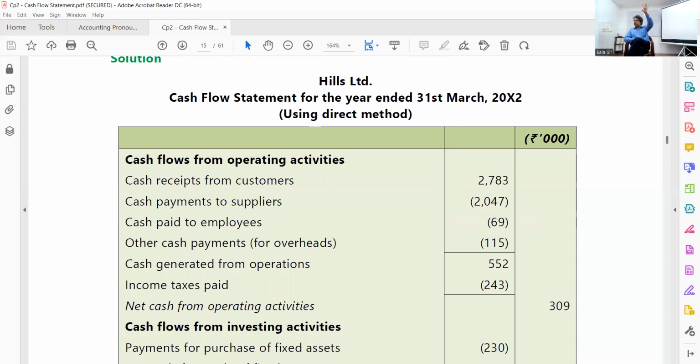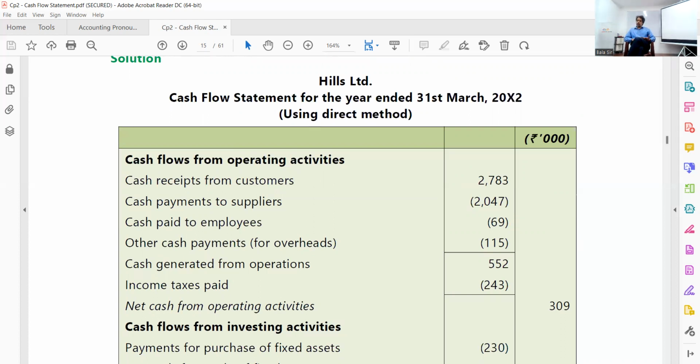Company's name, cash flow statement, draw it as on. It's for the year, it's a flow during the year, right? For the year ended 31/3/20x2 using what? Direct method. Okay, particulars, amount in the inner column and amount in the outer column, in rupees and thousands.